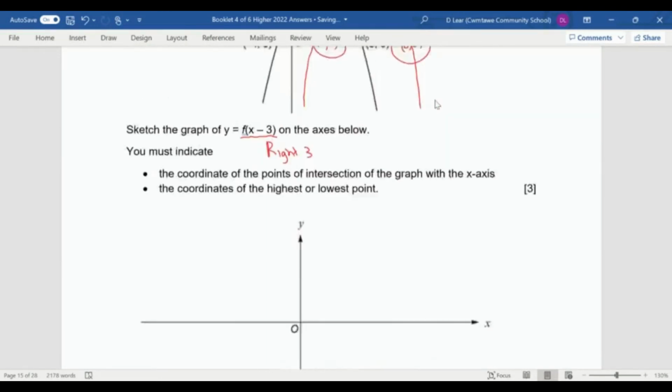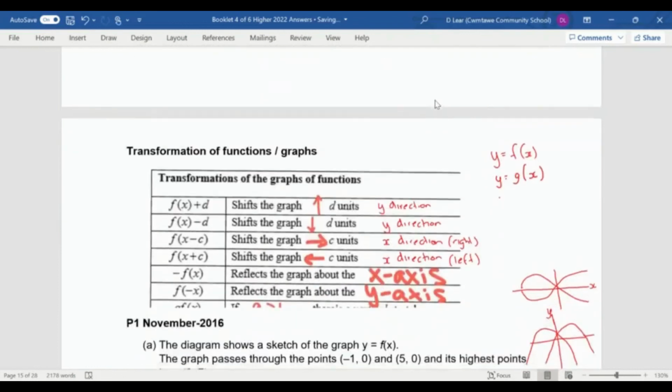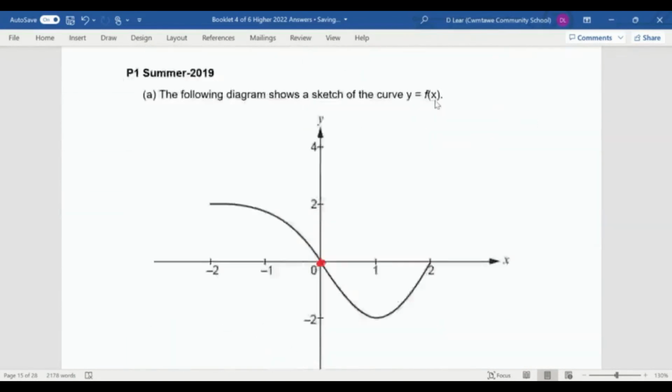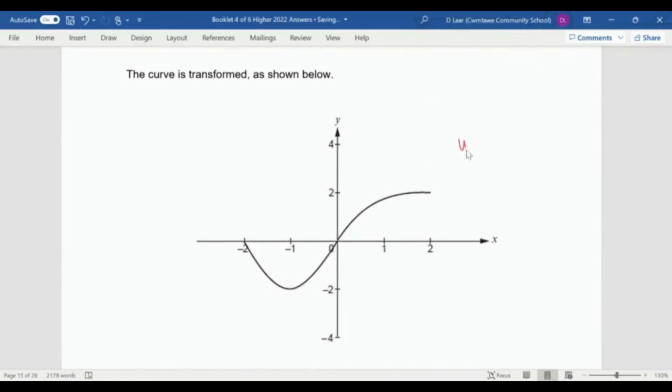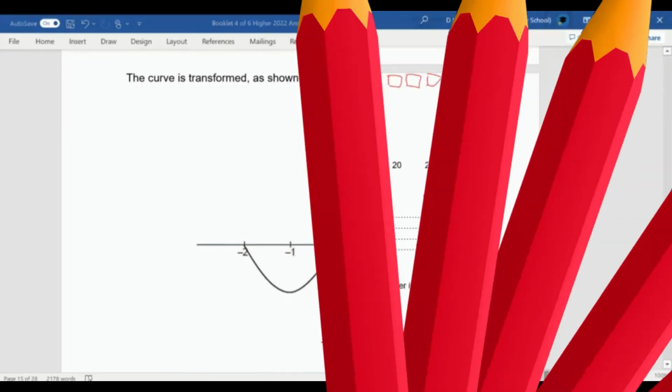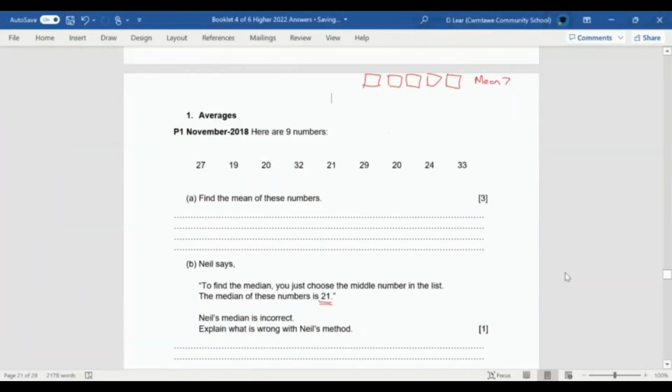So a y-axis reflection is with a minus in the brackets, okay? So I'll just write that there, and we'll finish, and I'll let you try some of the others. So y equals f of minus x. And we're done with that one. On to averages, the next topic.